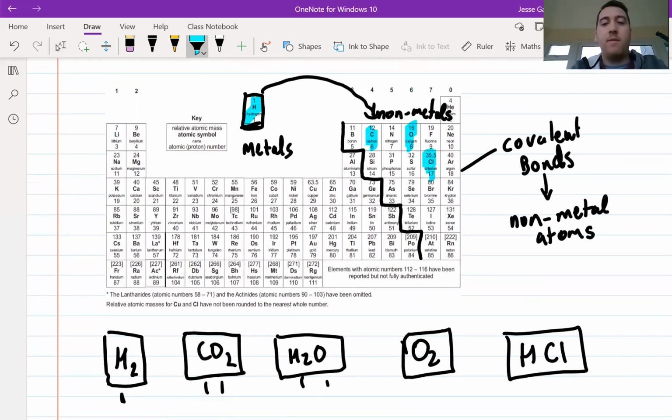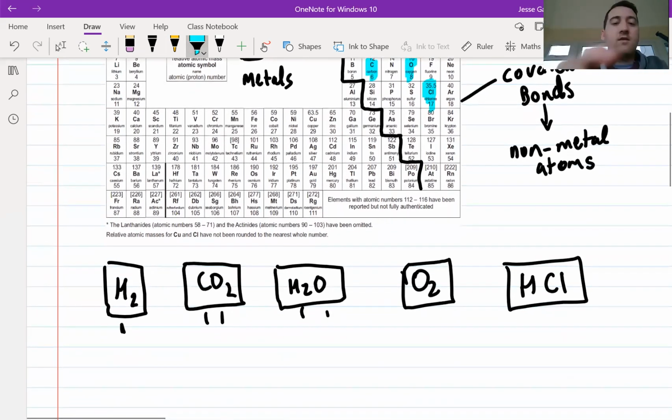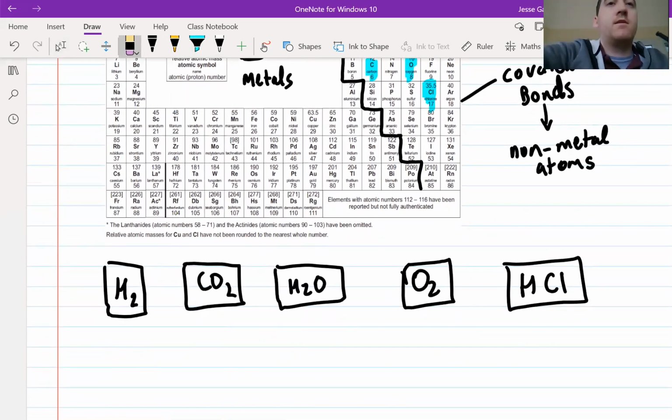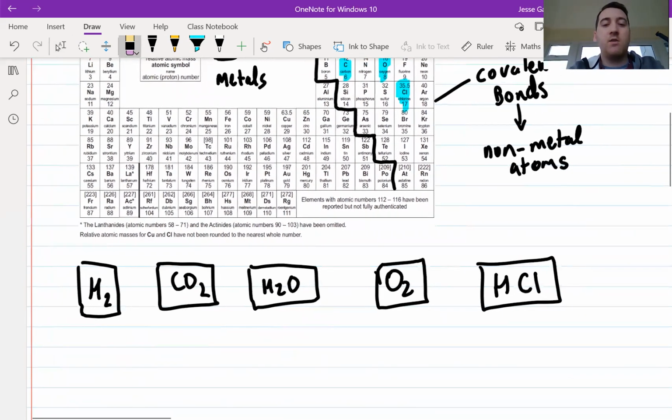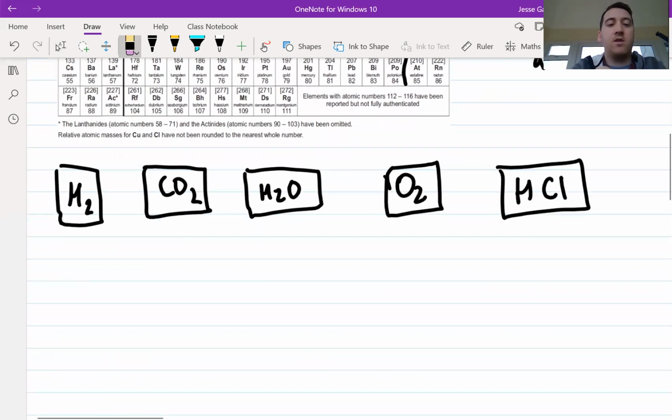It's also a non-metal. So all of these molecules are going to experience covalent bonding. But what is covalent bonding? Okay, so we're going to look at some concrete examples of things you will have heard of.